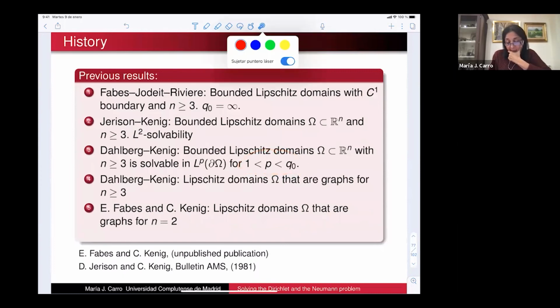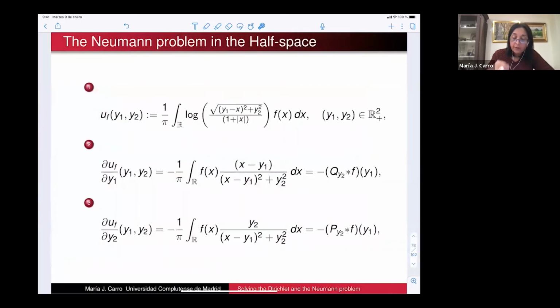And then there are other papers, and in fact, the only paper where they do something for n equals 2 is due to Fabes and Kenig, but it is in an unpublished publication that we couldn't find. In fact, we knew about that because it is mentioned in this paper of Jerison and Kenig, and then we found some information in some proceedings where they state the result and give us some ideas. Okay, so to solve the problem at q0, we need to first understand the problem for p less than q0.